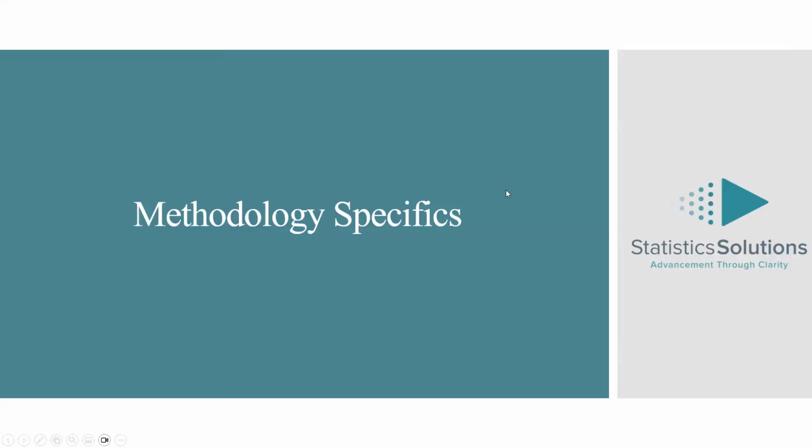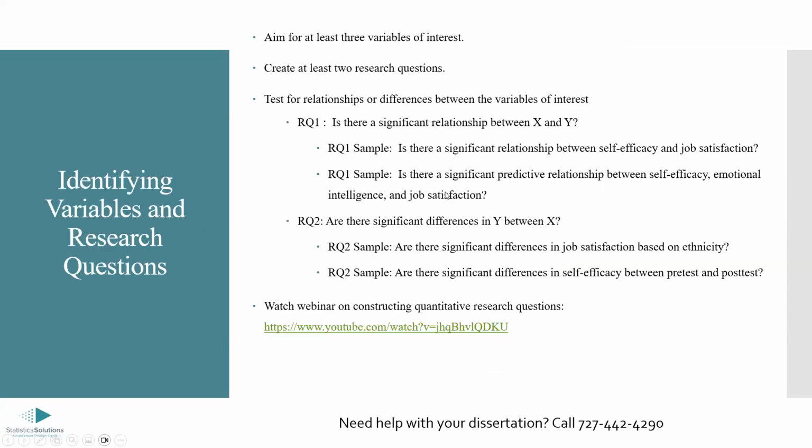Right, now we can look at some specifics within the methodology itself. If you're at the beginning of the process, just starting the methods or even at topic development, aim to have at least 3 variables of interest because this will allow you to draft 2 research questions. 2 research questions is kind of the bare minimum I see for a quantitative dissertation. And either test for relationships or test for differences. Those are the most common approaches.